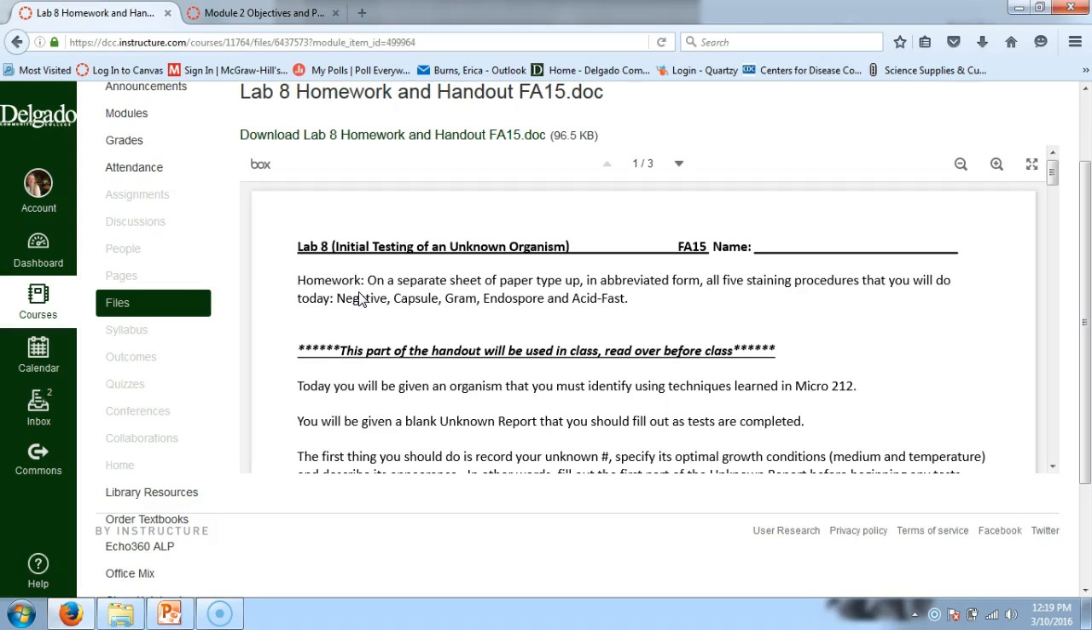So, you'll get your very own organism, and the first thing that you're going to do is inoculate a whole bunch of differential and selective media tubes and regular food to just grow your organism. One of the first things you're going to be tasked with doing is to record on your unknown report, which I'll give you. It's a report that you fill out as you go and determine all these characteristics about your organism. And then eventually you'll narrow it down to one of the 14, I think, on the list.